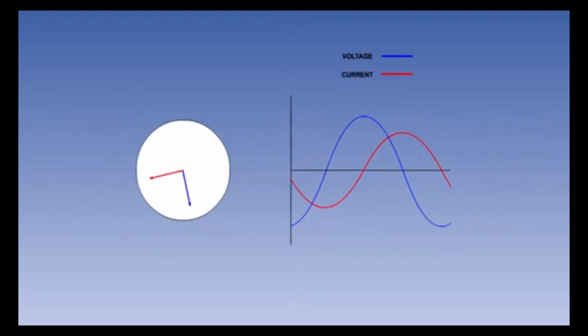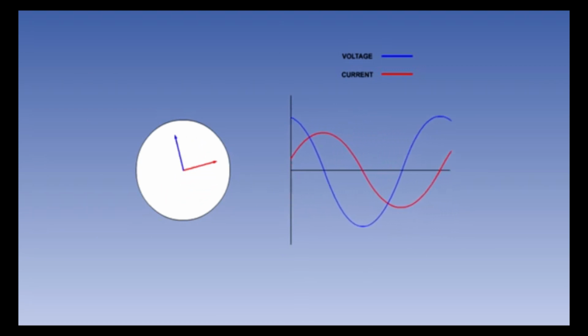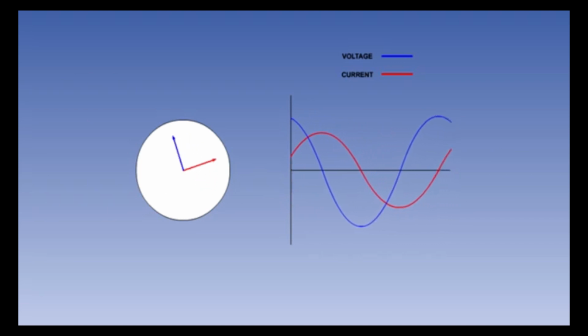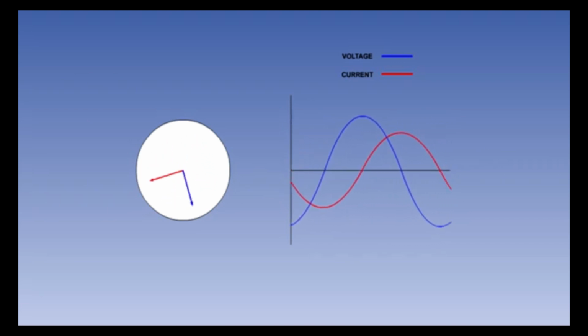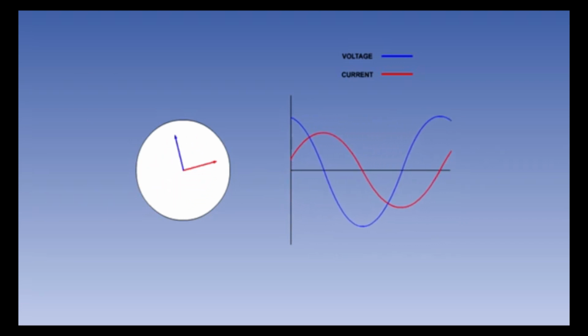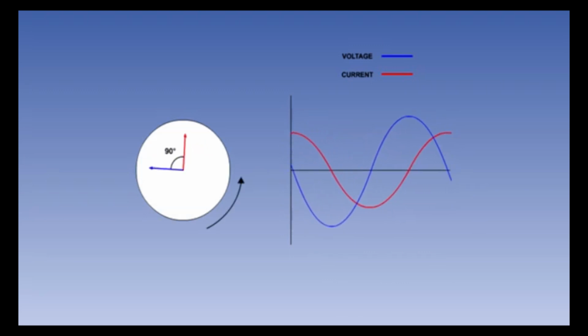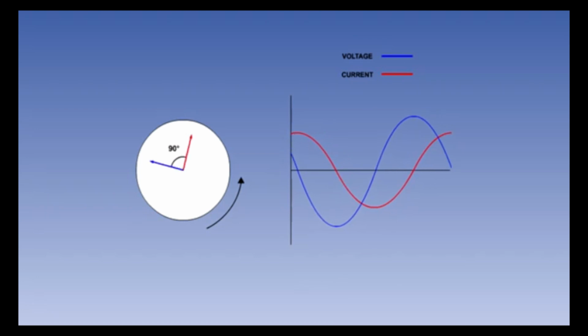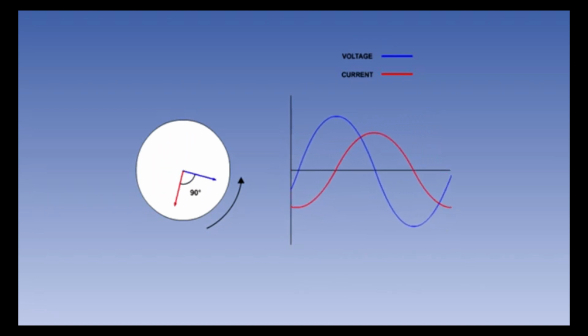The effect of inductance in an AC circuit is to cause the voltage and current to be out of phase. Because the back EMF opposes the current flow, the current lags the voltage. In a circuit having only inductance, the current lags the voltage by 90 degrees of phase.